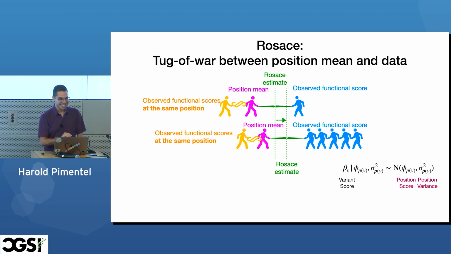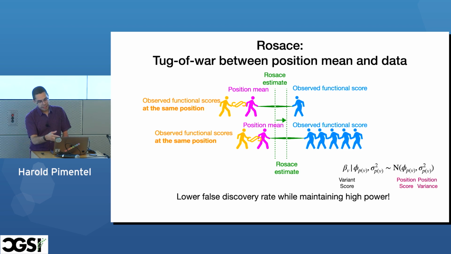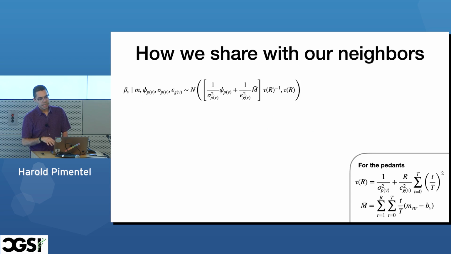we've done this. Okay, so generally speaking, conceptually at least, this method that we have this paper on is sort of like this, right? There's some positional mean that is weighing you, and as you get more and more data, you move away from that more and more. Okay, fine. We end up with lower false discovery rate while maintaining power.